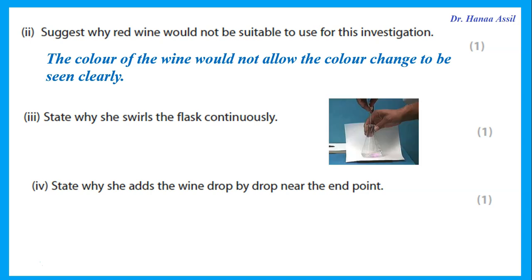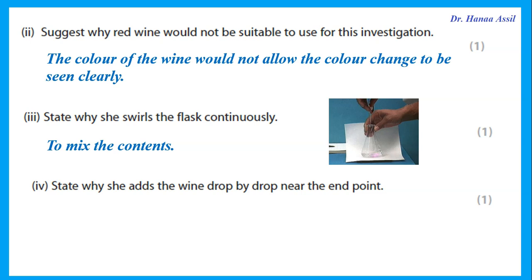State why she swirls the flask continuously. Why are we supposed to swirl the flask while doing the titration? You should realize that this is to mix the contents. You could also say to speed up the reaction.